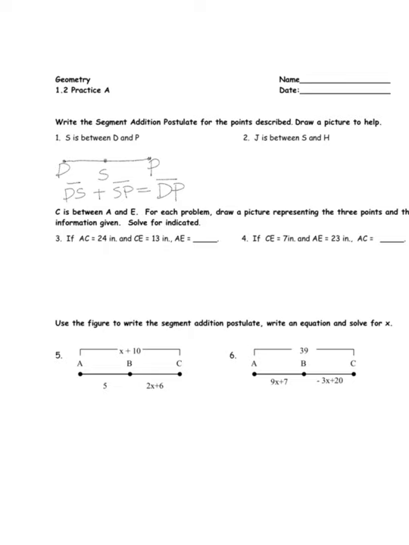Number 2, J is between S and H. So same thing, I'm going to draw a segment with S and H at the end and then J in the middle. So we can say SJ plus JH equals SH. Okay, and that is all.